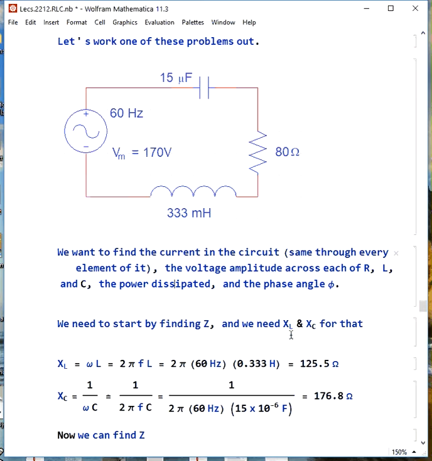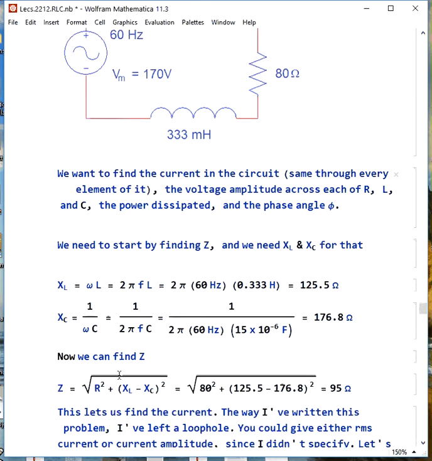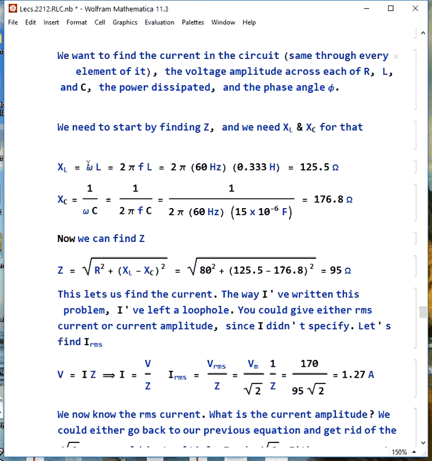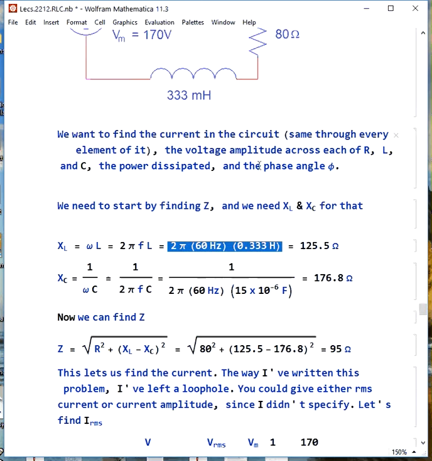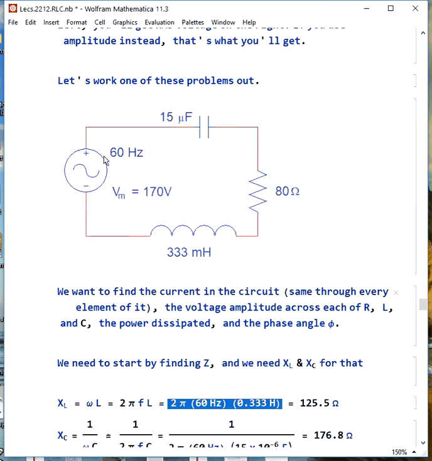We start by finding Z, and we have to find XL and XC for that. We know the formulas. It's omega L or 2 pi f L. We put in our component values and our 60 hertz for this generator. So this is 60 hertz with an amplitude of 170 volts.